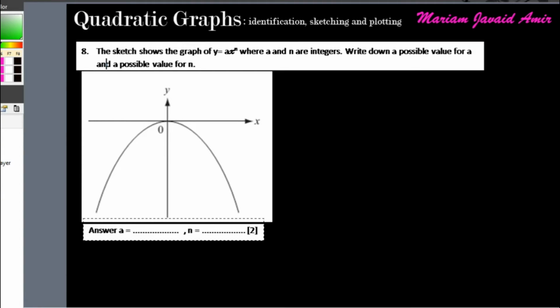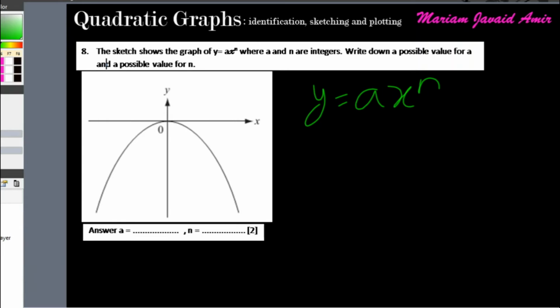Question number 8. Okay, so the sketch shows the graph of y is equals to a x power n, where a and n are integers. Write down a possible value for a and a possible value for n. So this is actually a very straightforward question, although it looks a bit tricky in the start, but it's pretty simple. All you need to do is find a possible value of a.